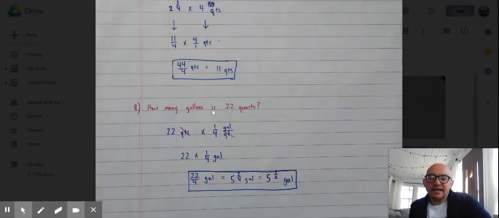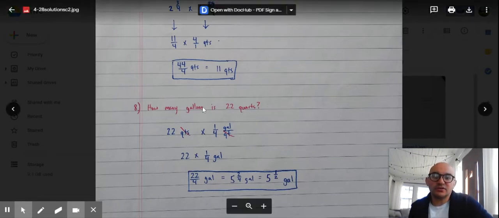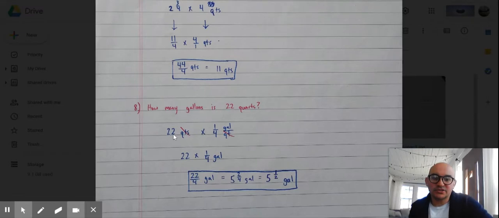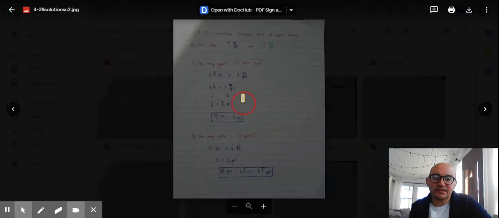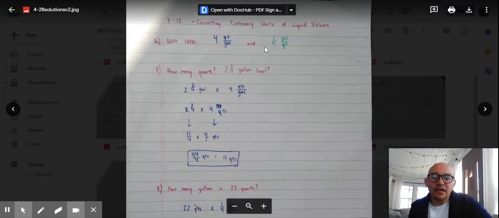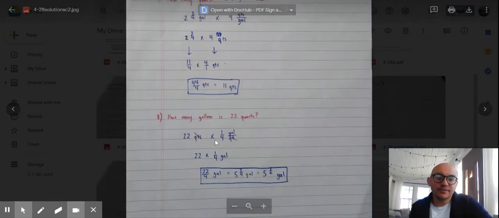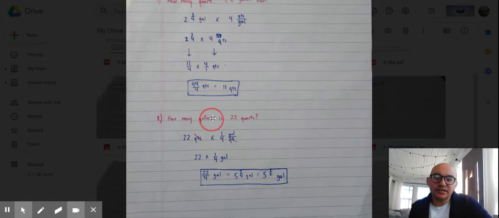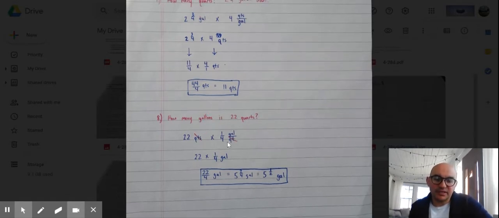Number 8 asks us to convert 22 quarts to gallons. So we take 22 quarts and we select, and I'm going to zoom out for just a quick second. I'll come right back to this one. I'm going to select this unit rate, 1/4 of a gallon per quart. And the reason I select that is I want gallons on top because the unit on bottom is going to cancel out. So 22 quarts times 1/4 of a gallon per quart.